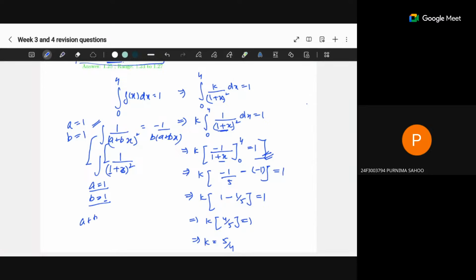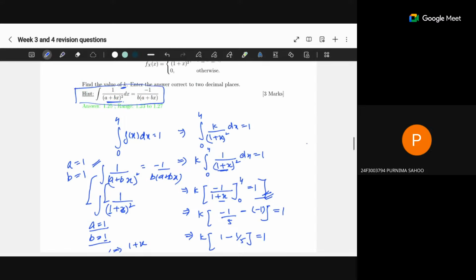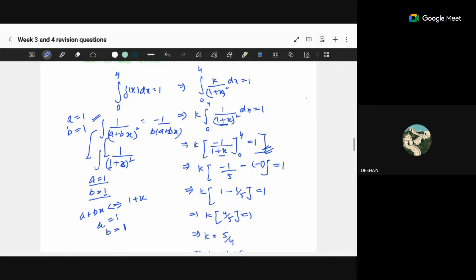a plus bx is equal to 1 plus x. Now, can you tell me what is a and what is b? So, ma'am, from this equation only you got a equals to 1 and b equals to 1. Correct. Yes, ma'am. Okay, so a is 1 and b is 1. Now we know that a is 1 and b is 1, I can put it in this equation. Yes, ma'am. Can we move to the next question, ma'am? Yeah.